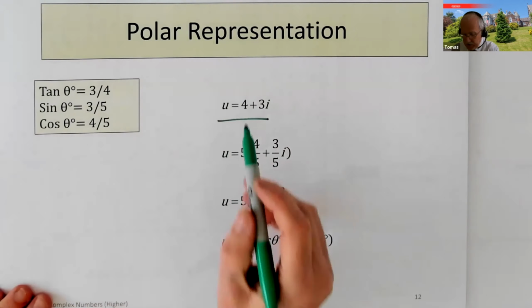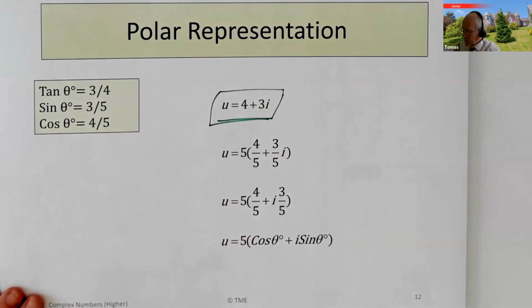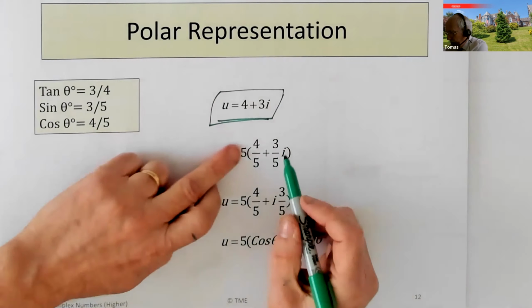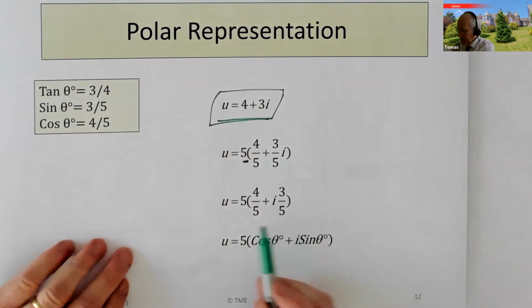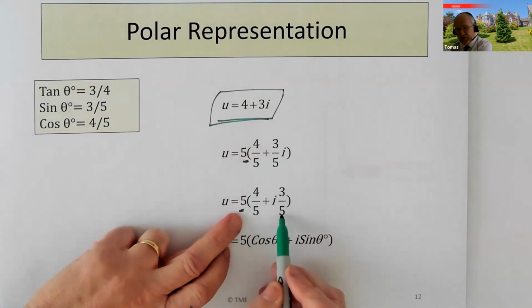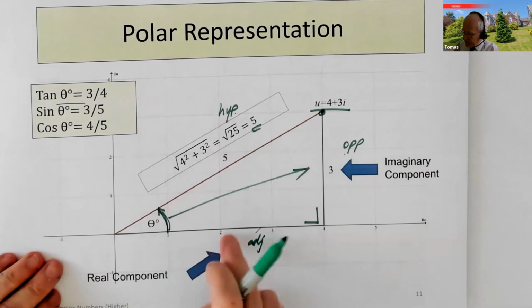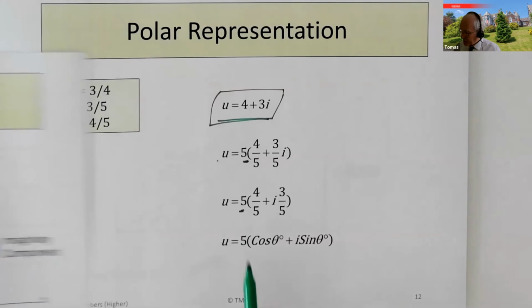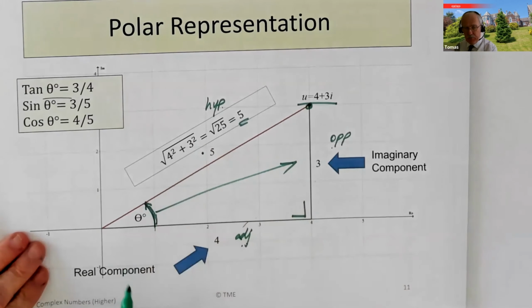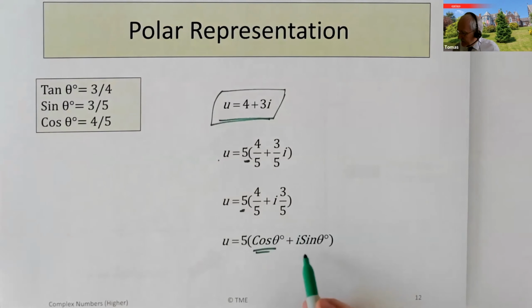We might say that u is 4 plus 3i, or 5 times (4 over 5 plus 3 over 5 i). But what's 4 over 5? 4 over 5 is adjacent over hypotenuse, or cosine theta. And 3 over 5 is opposite over hypotenuse, and we've got sine theta.